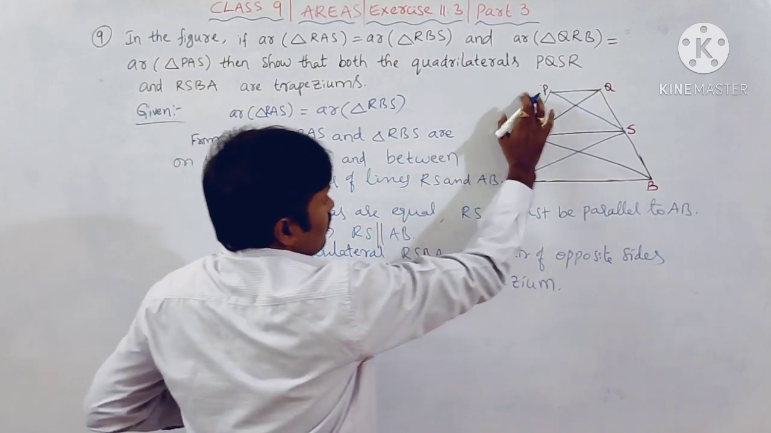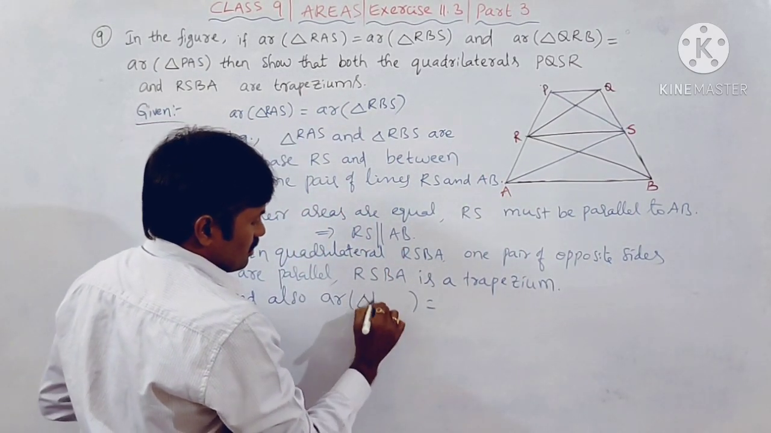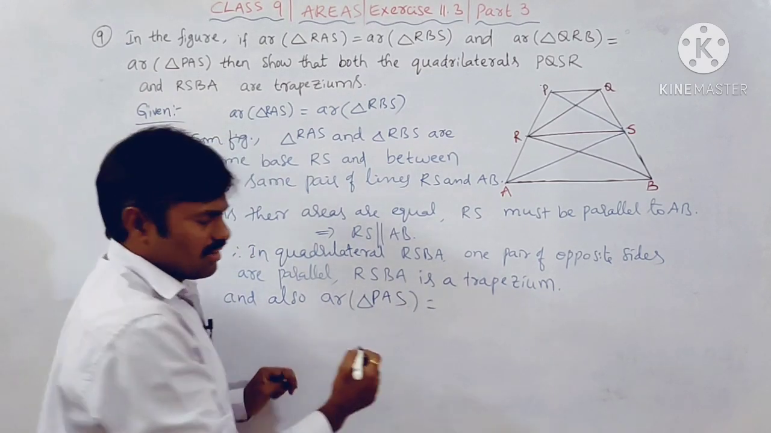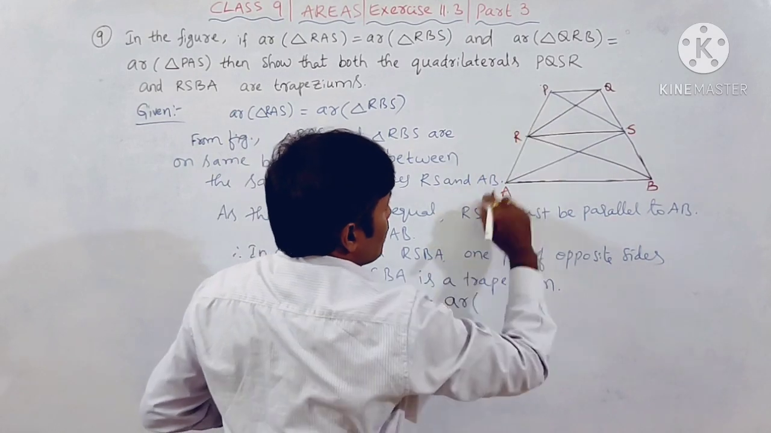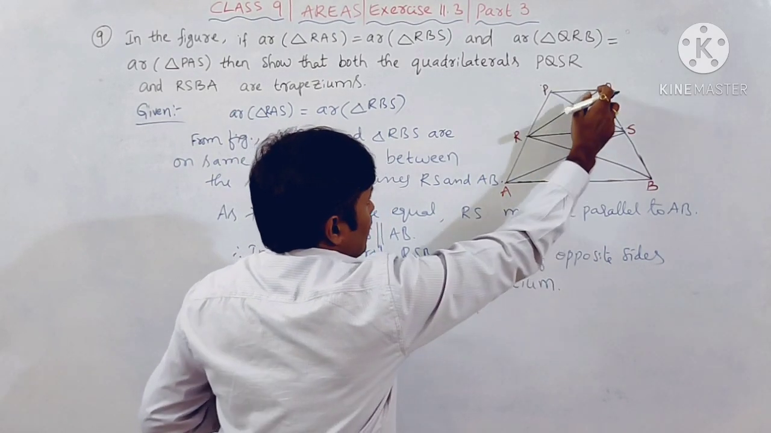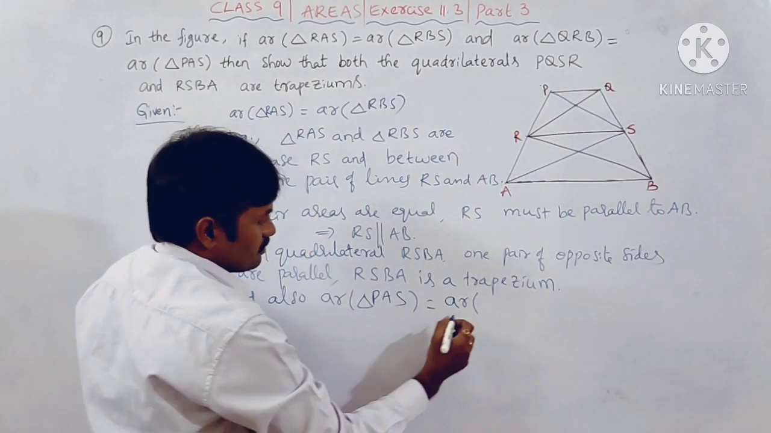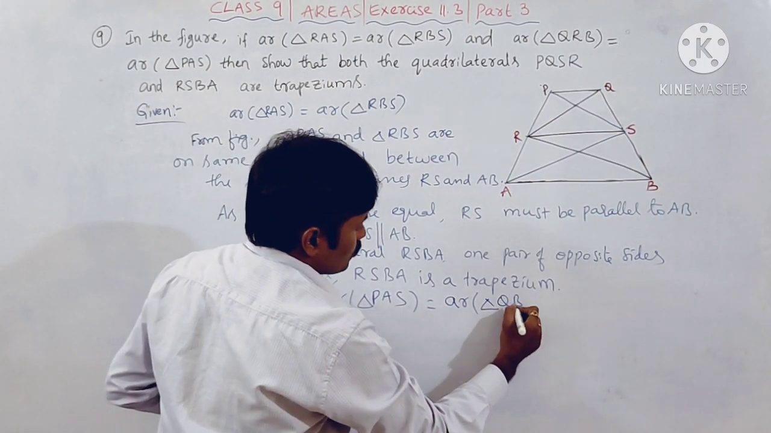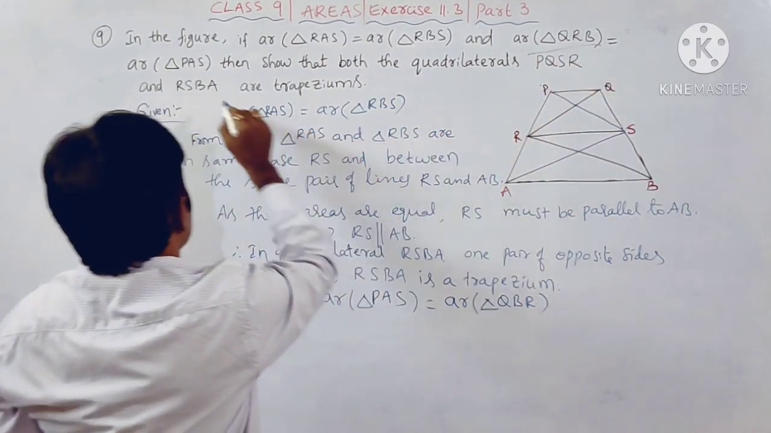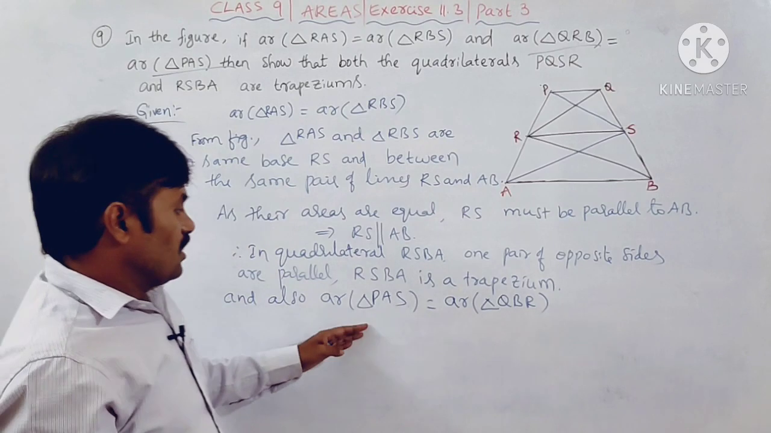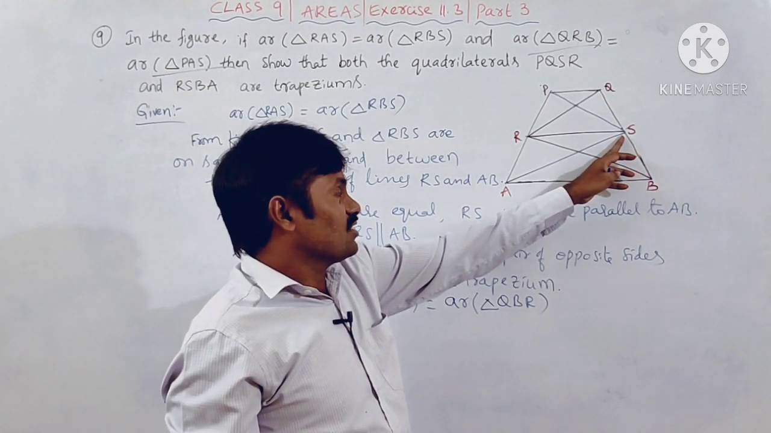So first I am writing area of triangle PAS is equal to area of triangle QBR. We can write anything, but for my convenience I am writing it like this. This is given: QRB is equal to PAS. In PAS, which triangles are the two triangles here?